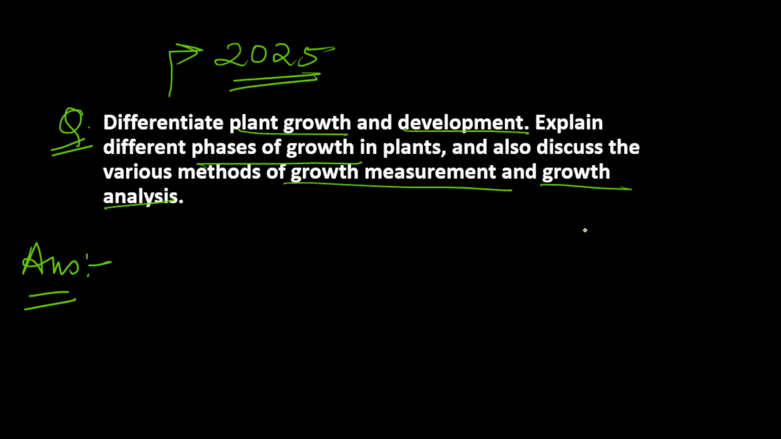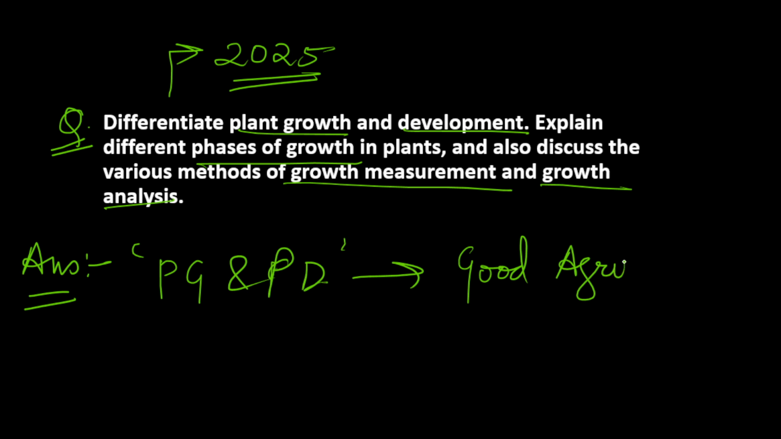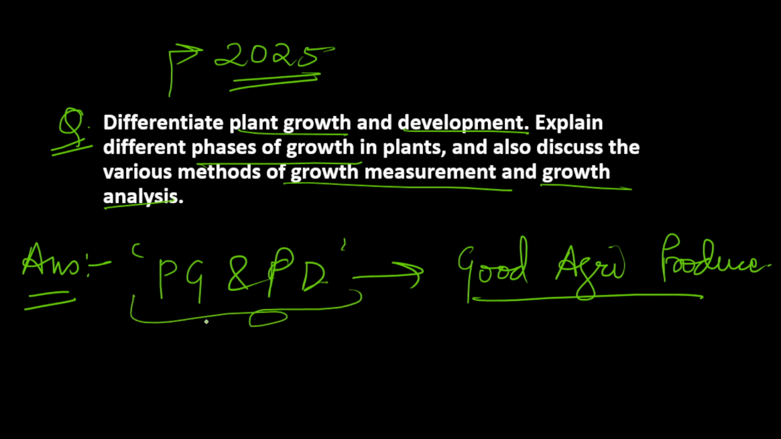You can simply mention one or two lines that plant growth and plant development are key for good agriculture produce, because you are writing this answer in agriculture optional. You can also mention that we can get to know if the plant is healthy or not through plant growth and its development. Various kinds of breeding programs, selection programs, and hybridization programs are all on the basis of plant growth and development. All these things can be mentioned, but be very brief here.